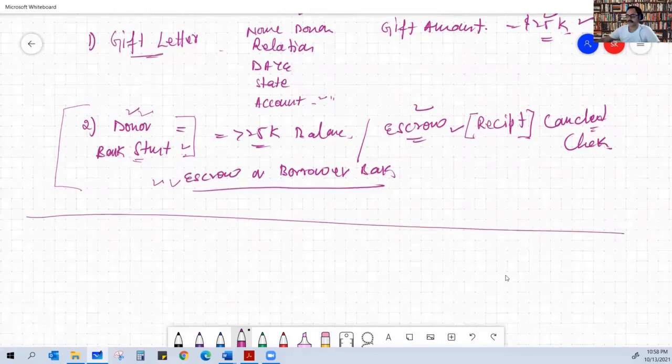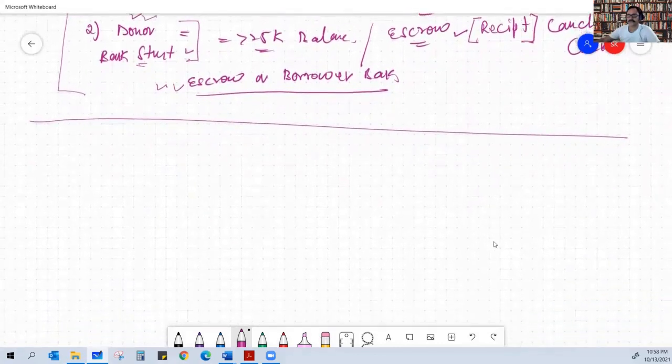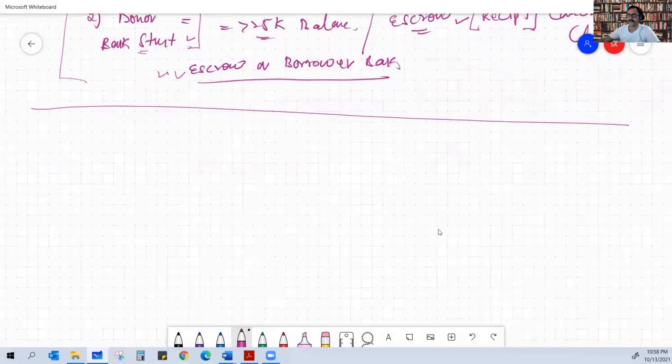Or also need to check the program requirements, how much funds could be verified, accepted.